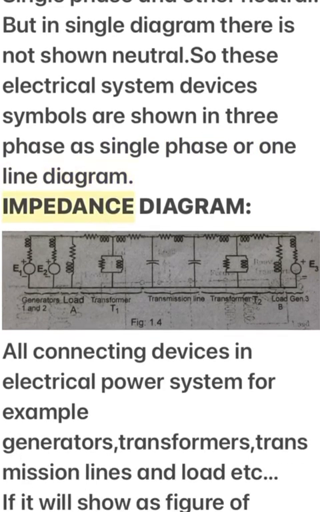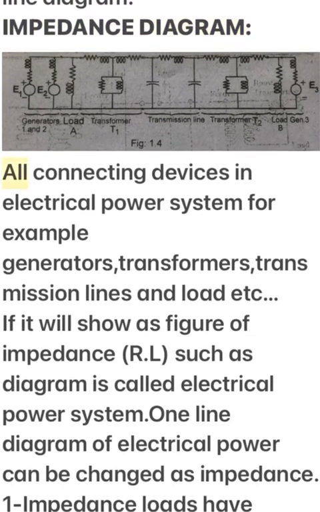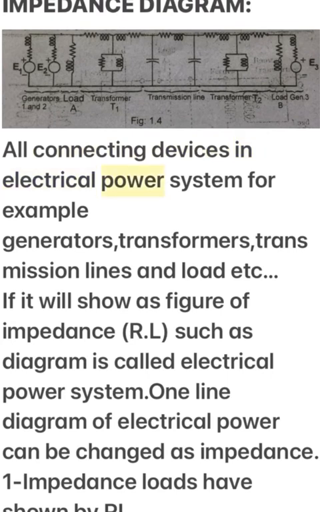Impedance diagram. All connected devices in an electrical power system, for example generators, transformers, transmission lines, and loads, etc., if shown as impedances R and L, such a diagram is called an impedance diagram. The one line diagram of an electrical power system can be changed into an impedance diagram.